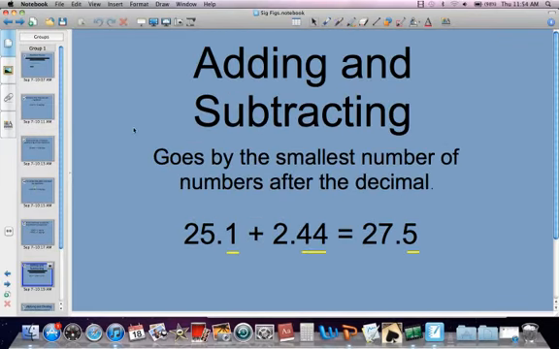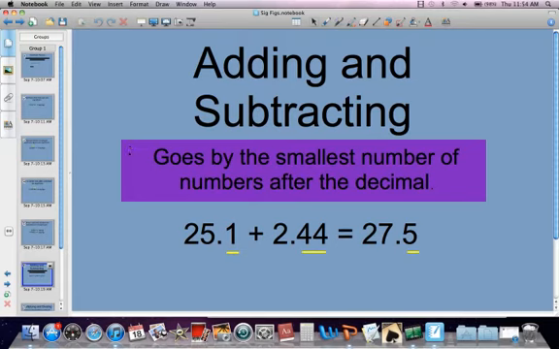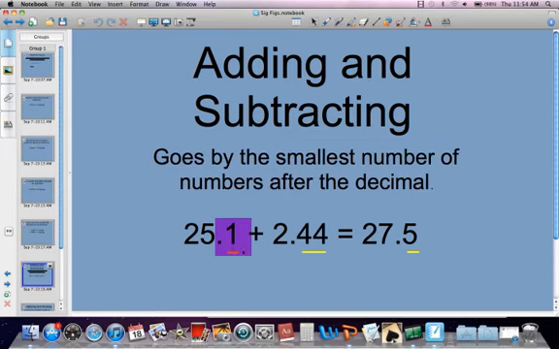Okay, so adding and subtracting in this class, it has nothing to do with sig figs, but what you do is you go by the lowest number of numbers after the decimal. This right here has 1 number after the decimal. This has 2. So then your answer can only have 1 number after the decimal, 27.5.